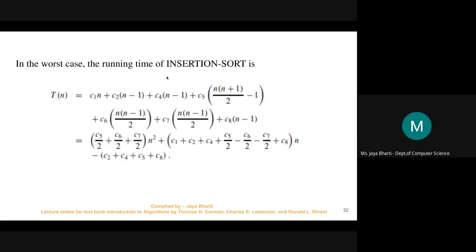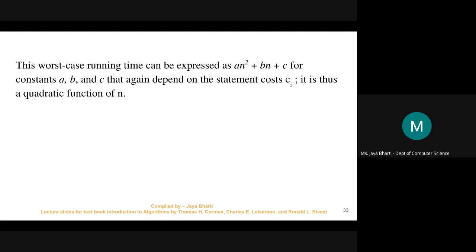That's why we know that the best case running time of insertion sort is n, and the worst case running time of insertion sort is n square, because it is a quadratic function of n.